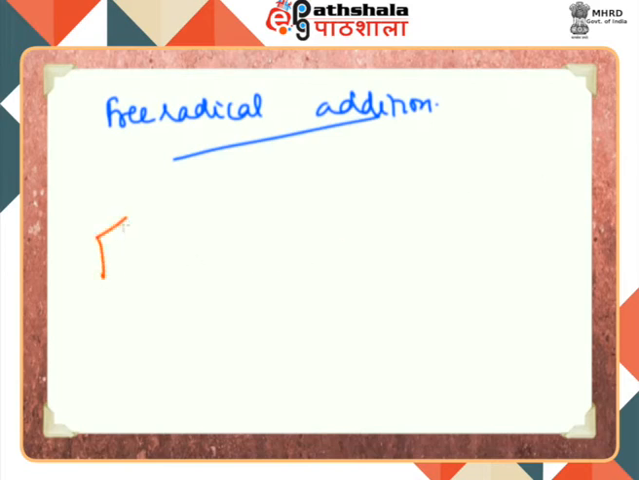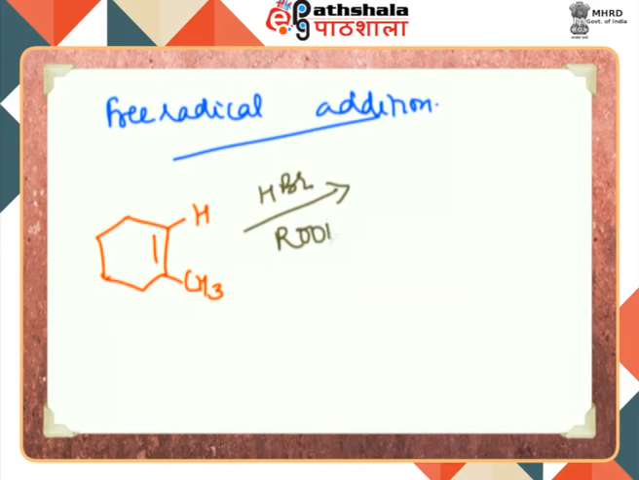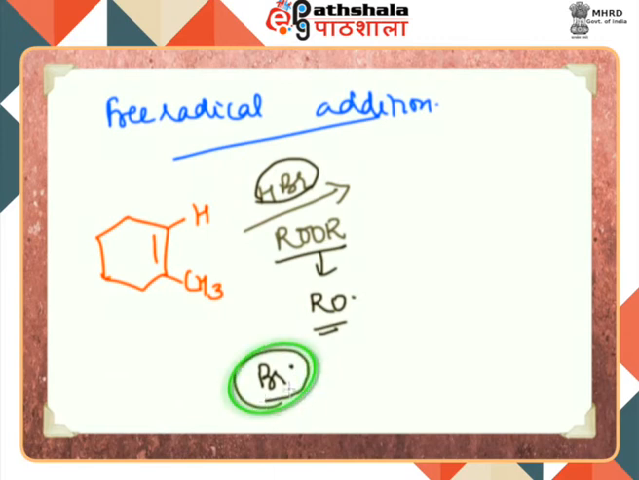that is we have this methyl cyclohexene. Now if this is reacted with HBr in the presence of peroxides, what happens is these peroxides will break into RO dot and they will make the HBr generate Br dot, and this Br dot is the free radical here which is going to attack on the double bond at this position preferably, so as to give the free radical at this position which is more stable.